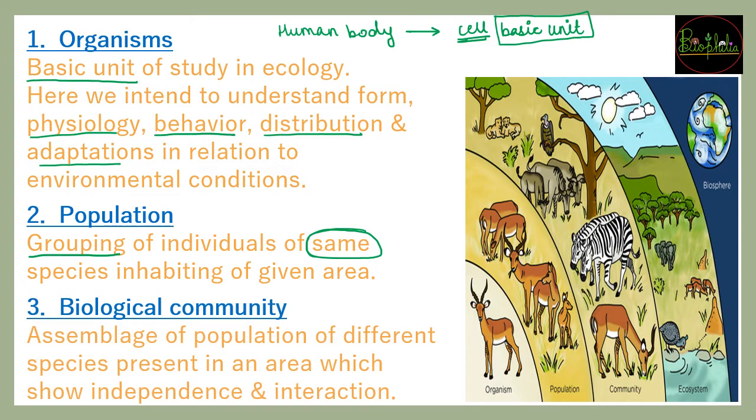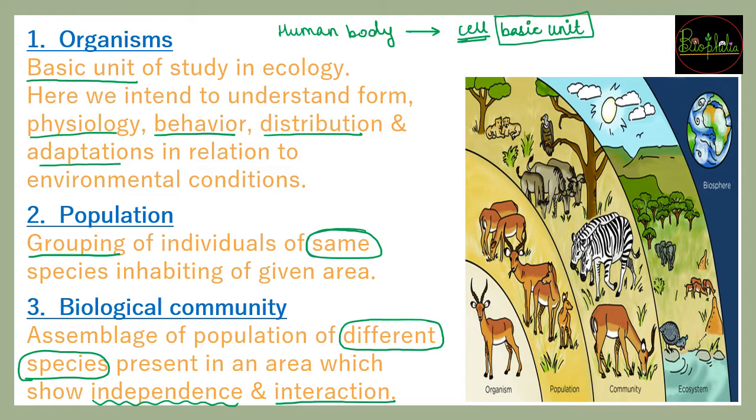Third type आता है, that is biological community, जहाँ पे बहुत सारे different types of populations having different species. जब different species आते हैं, these different species are going to show some relationships, they are going to show some interaction, but they will also show some independence. So interaction along with independence with different species जब दिखेंगे, you would call it as a biological community. So if you want to understand these three terms in much more detail, you can see the photograph over here.